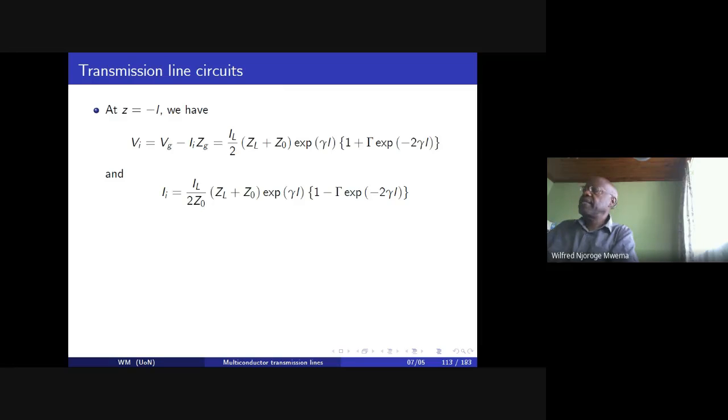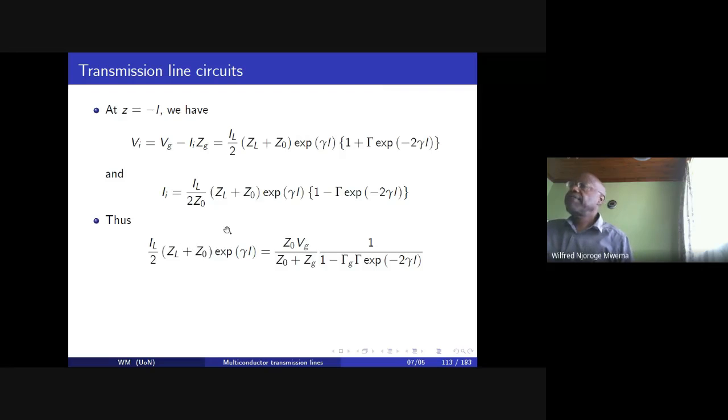Remember, this equation here comes from the value of V plus, that is the value of Vz divided by the current, so to speak. And the current Ii is going to be given by the same kind of equation where we had 1 minus gamma exponent of minus 2 gamma L. Now, because this factor is common to both the input voltage and the input current, we can express it in terms of the other values.